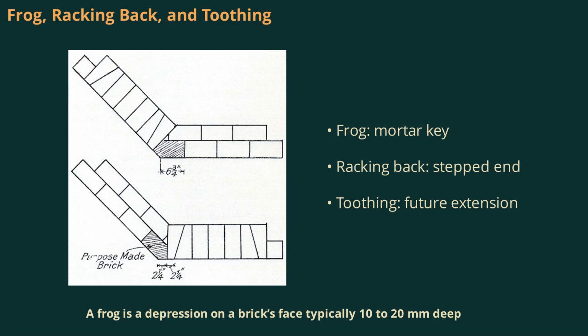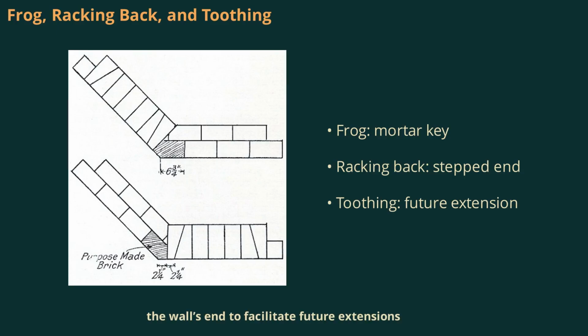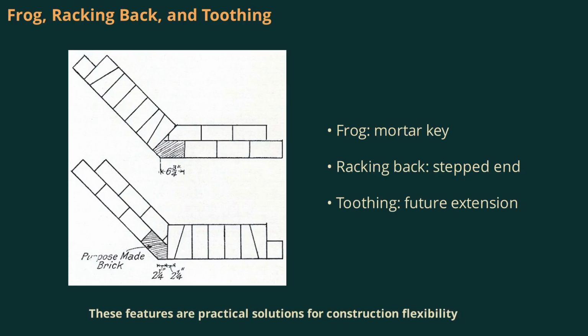Frog is a depression on a brick's face, typically 10 to 20 mm deep, providing a key for mortar and improving the bond. Racking back refers to the step termination of a wall, while toothing involves projecting alternate courses at the wall's end to facilitate future extensions. These features are practical solutions for construction flexibility, allowing for strong mortar adhesion and easy continuation of work as building needs evolve.